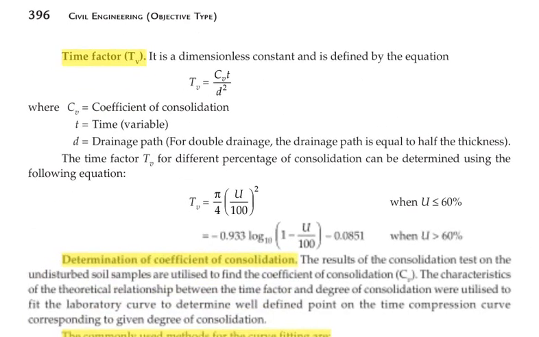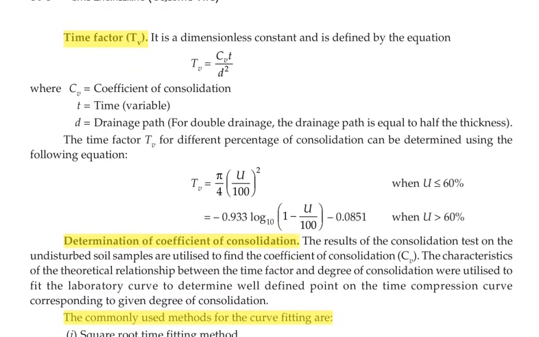Next we are going to see the time factor Tv. It is a dimensionless constant and it is defined by the equation Tv is equal to Cv t divided by d square, where Cv is equal to coefficient of consolidation and t is equal to time, it is a variable one, and d is a drainage path. For double drainage, the drainage path is equal to half of the thickness.